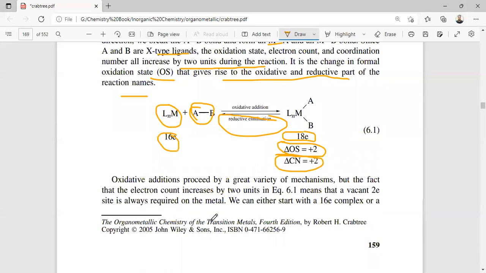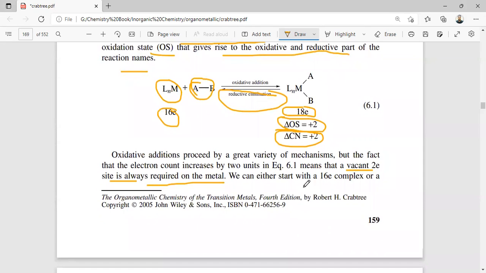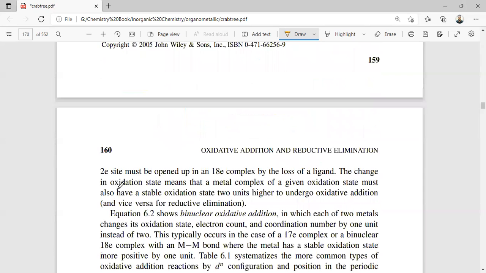So the oxidative addition proceeds by a great variety of mechanisms, but the fact that the electron count increases by 2 units means that a vacant electron site is always required on the metal. So that means for the oxidative reaction, the metal should be coordinatively unsaturated. So a vacant 2 electron site is always required. So we can either start with the 16 electron complex, or a 2 electron site must be opened in the 18 electron complex by the loss of a ligand.